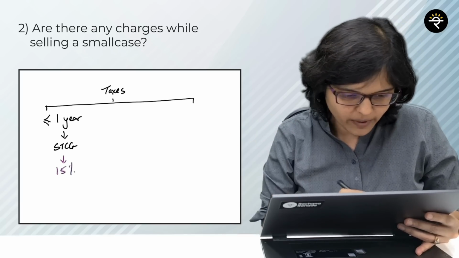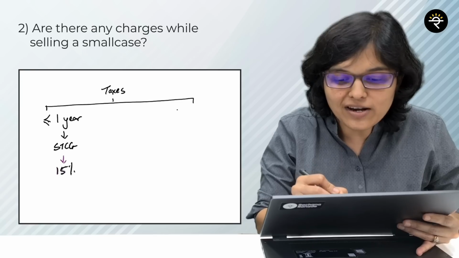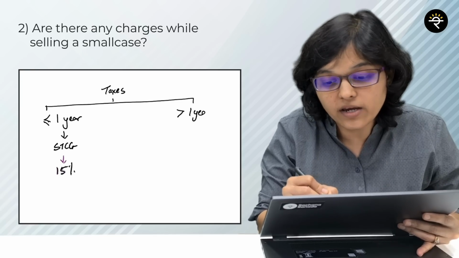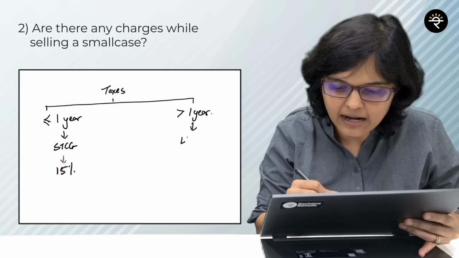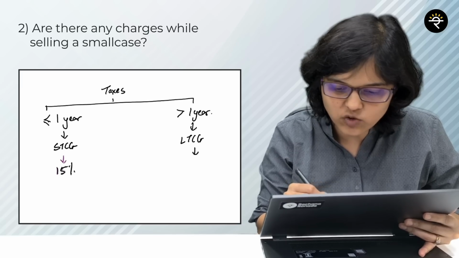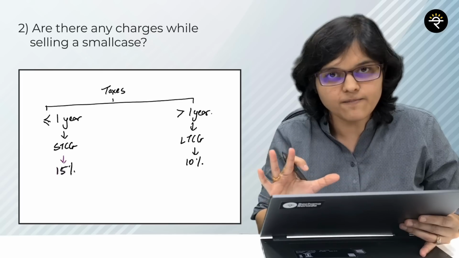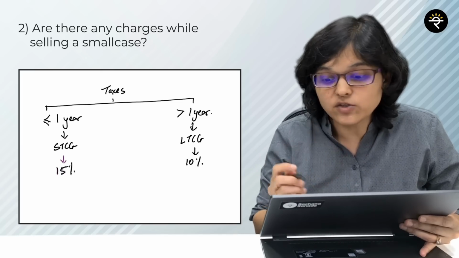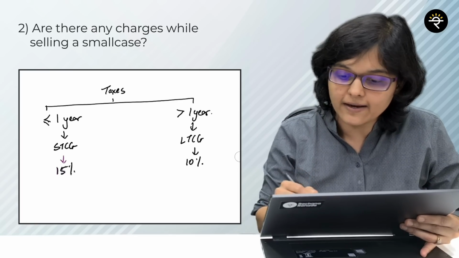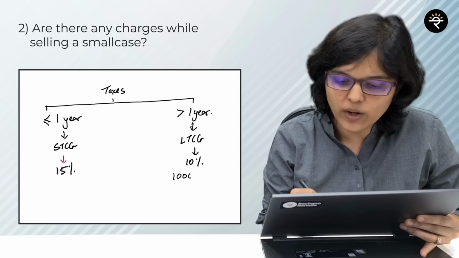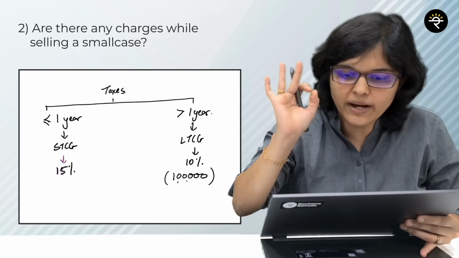Automatically the color changed, but I hope this is visible. 15%. And if you are selling it after 1 year of buying it, so your holding period is more than 1 year, in that case it will be LTCG, and you will be taxed at the rate of 10%. I hope this base point is clear. By the way, 10% is taxed only if your LTCG is greater than rupees 1 lakh. So up to rupees 1 lakh, no need to pay any taxes. If your LTCG is greater than 1 lakh, you have to pay 10% tax.